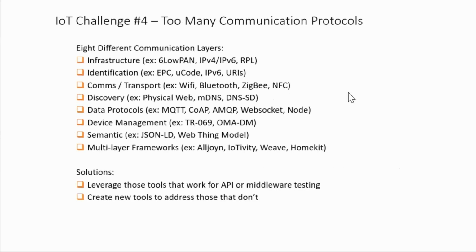So the fourth one is too many protocols. Again, there's not much we can do here. There are 8 different communication layers, right? And I'm not going to dive into all of these because we're running out of time. But the key here is, you think about Wi-Fi, Bluetooth, Zigbee, Z-Wave. We talked about those. That's only one layer. So we have a lot more layers and things happening.